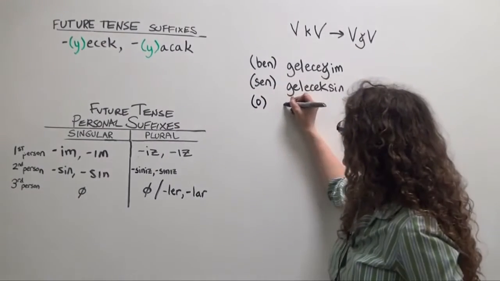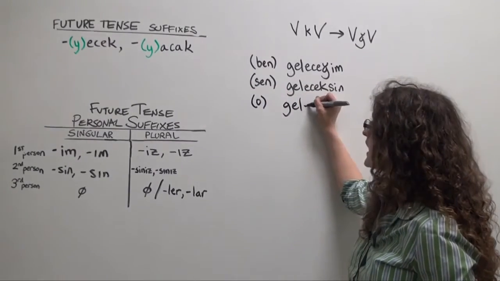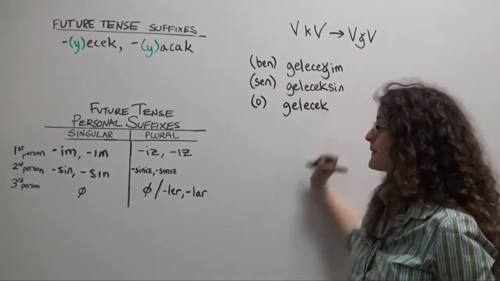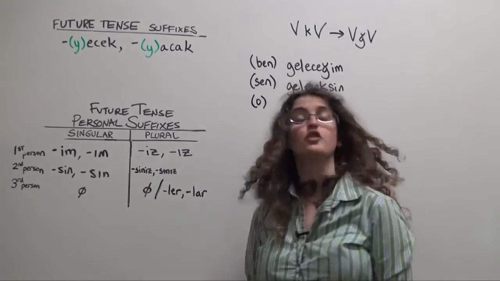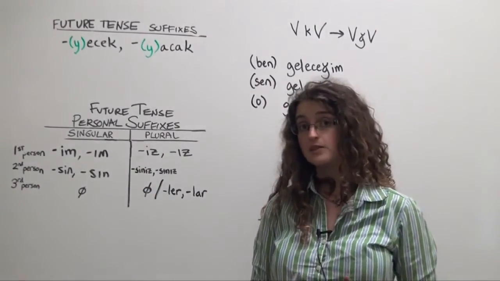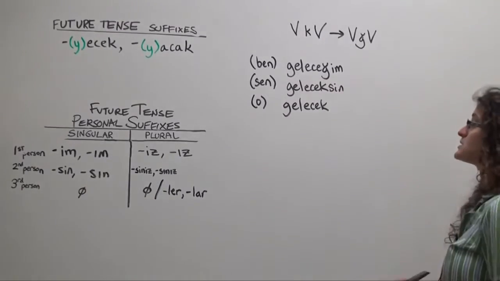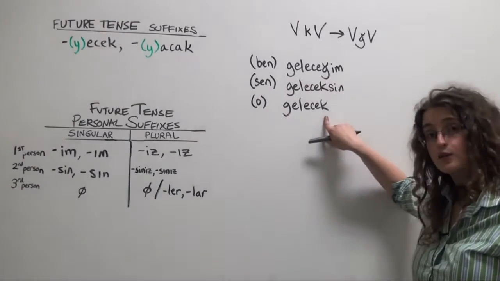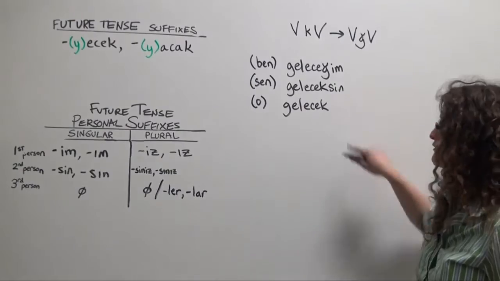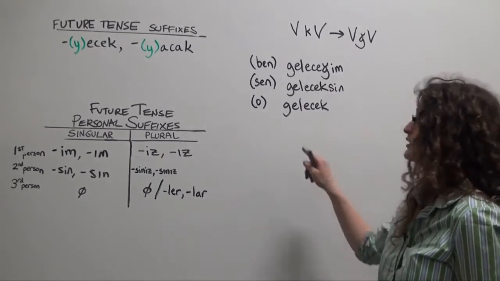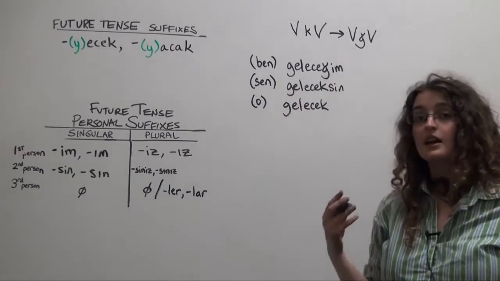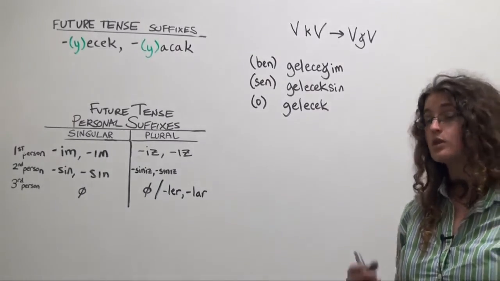O, gel, ecek. And we don't have a third person singular personal suffix we need to add, so we'll stop there. This K can of course stay as it is because there is no vowel on the other side. There's no letter on the other side. So o gelecek, he or she or it will come.